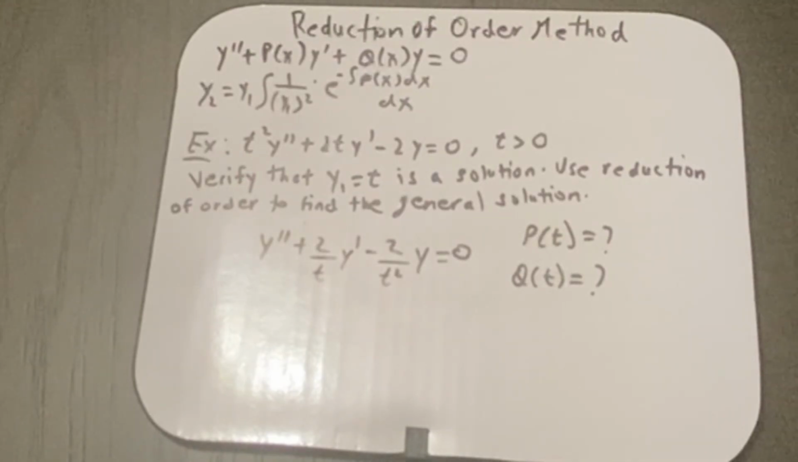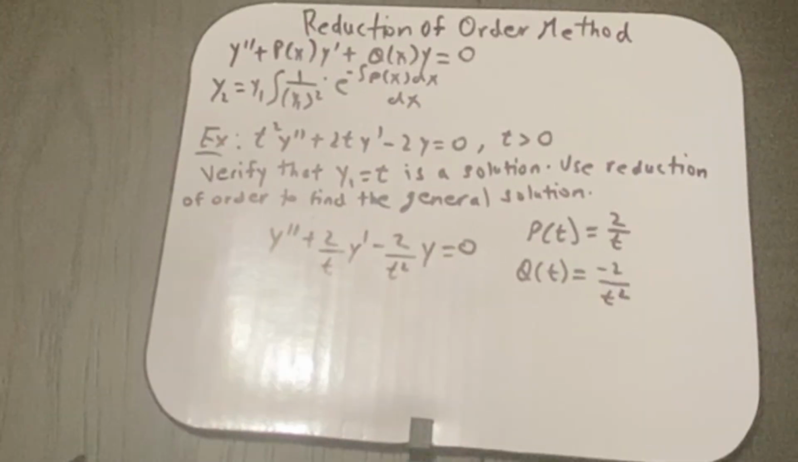So when we look at our general form, for p of t, we look at what term is being multiplied by y prime. In this case, it's 2 over t. And for q of t, we need to look at what term is being multiplied by our y. In this case, it's negative 2 over t squared. So let's write those down. Here we've identified our p of t and our q of t. Like we said, p of t is 2 over t and our q of t is minus 2 over t squared. Now let's start solving the question.